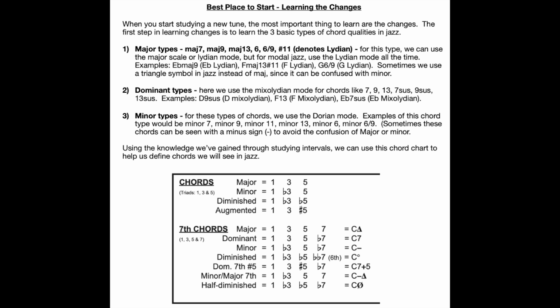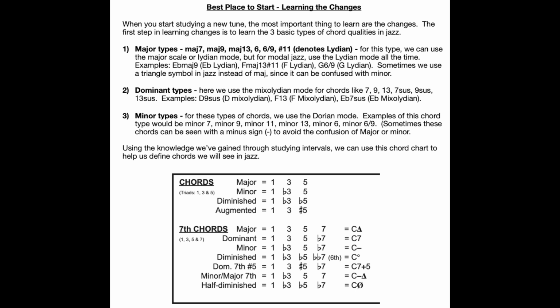One is a major type chord. This could be major 7, major 9, major 13, even a major something chord with a sharp 11 that denotes the Lydian mode, which is a good tip because when we see the major 7 chord in a modal tune, it's going to be the Lydian mode. Now, we don't have any of those major type chords in Maiden Voyage, but if we did, we would use the Lydian mode over those chords.